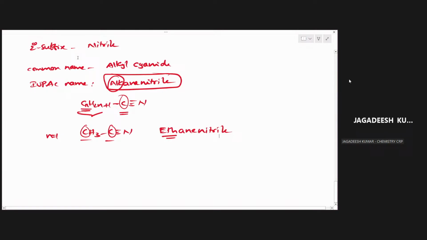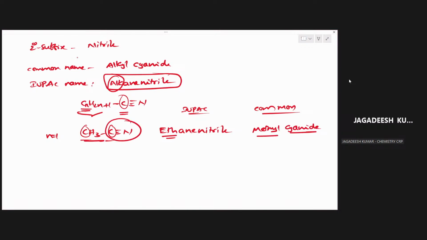But common names are also there for this. This is the IUPAC name, but the common name is methyl cyanide, because CN means cyanide, they are taking commonly, and CH3 means methyl. Or one more common name is there for this, which is acetonitrile. Acetonitrile is also nothing but CH3CN only. So common names you have to remember, but IUPAC names we have to write according to rules.